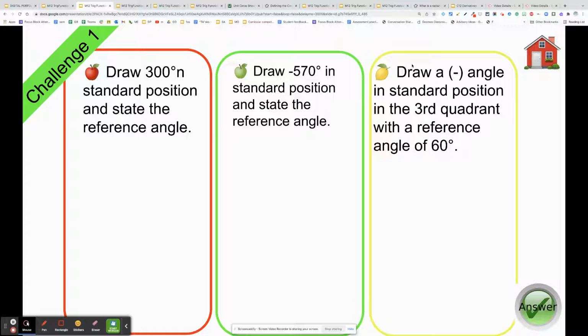Okay, so try all of these. So here's 300 degrees. It's in the fourth quadrant, and this is the reference angle. Reference angles are always positive. This is a 60-degree reference angle.